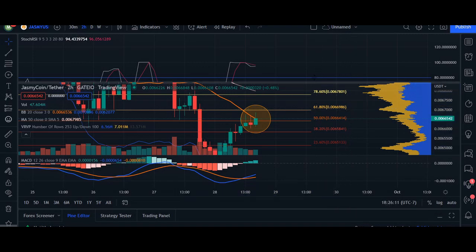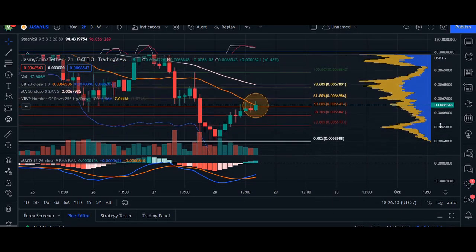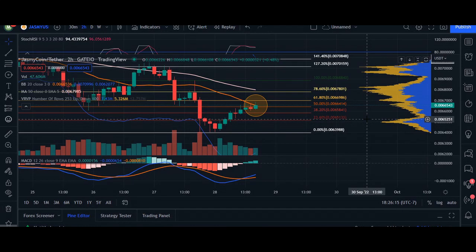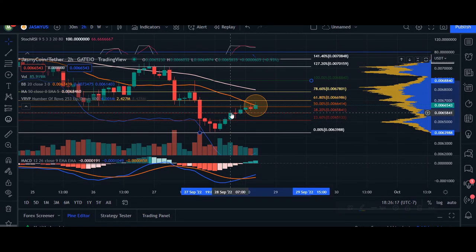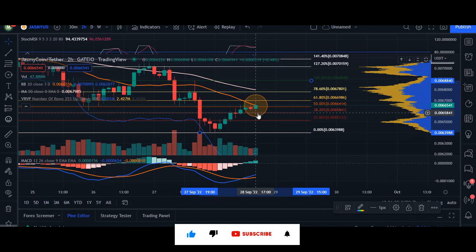So those are my insights here. That's my observation for Jasmy. Let me know what you guys think down below. We do see on our fib chart here a retracement level at 65841. So again, if we do get rejected from this line, this is going to be our next area of retracement.